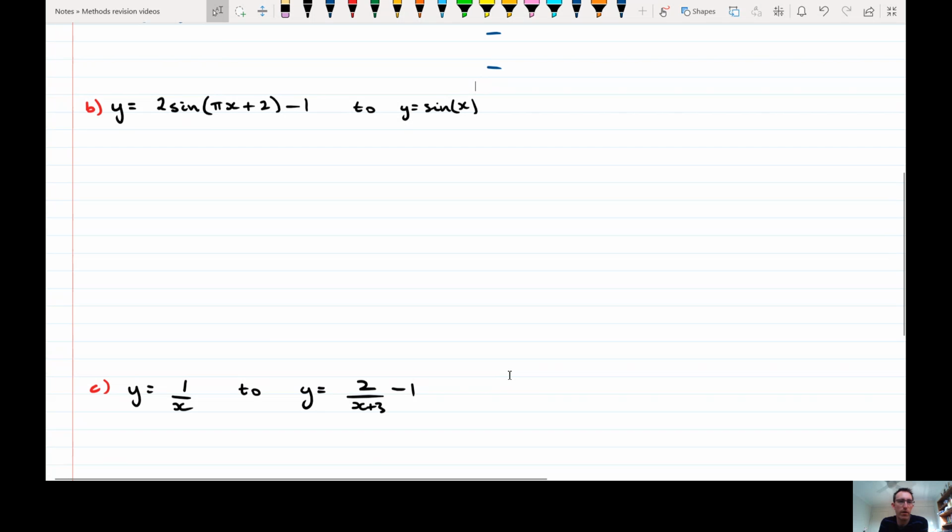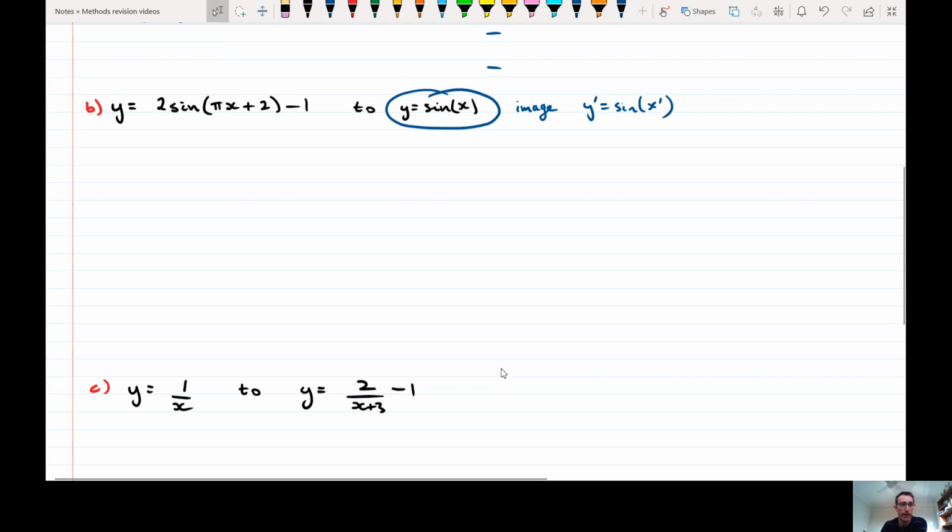y equals 2 sine of pi x plus 2 minus 1 going across to y equals 2 sine of x. Again, which one is the image? Well, this second one is going to be the image because we're going to that one. So that means that y dash equals sine of x dash, like that.